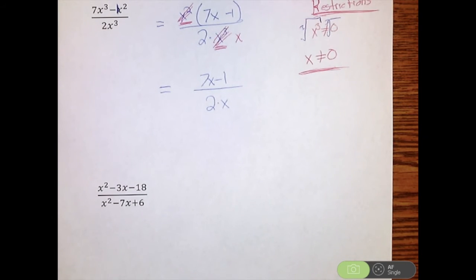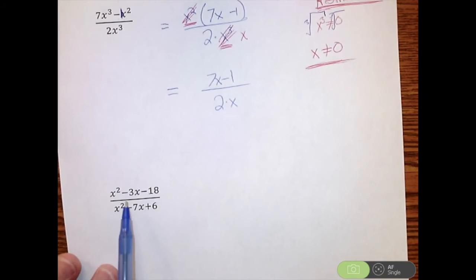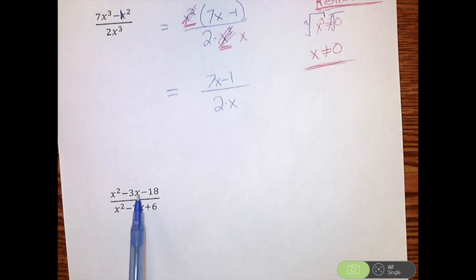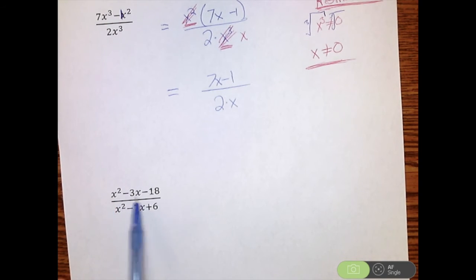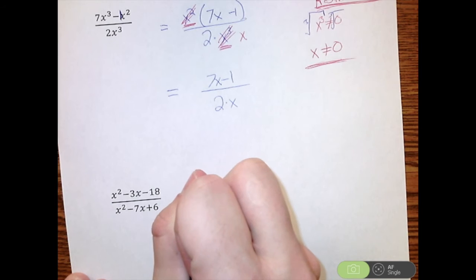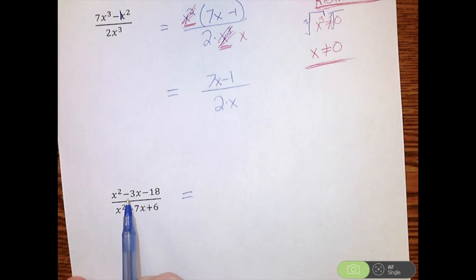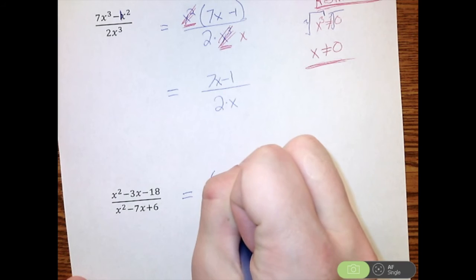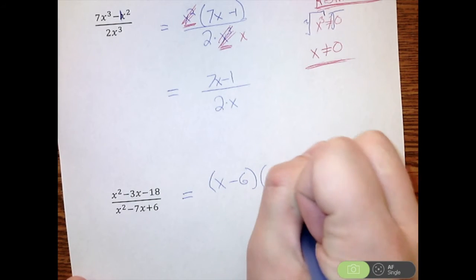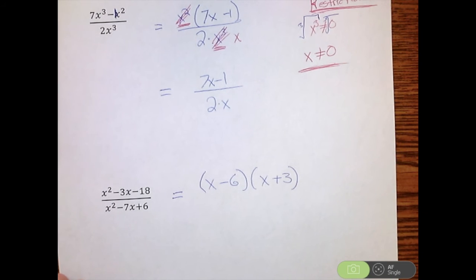So let's go to one more example. I have x squared minus 3x minus 18 divided by x squared minus 7x plus 6. So always remember the name of the game is factor. So I'm going to factor the top. I'm looking for 2 numbers since this leading coefficient is a 1, there's no GCF there. Looking for 2 numbers that multiply to negative 18 but add to negative 3. Multiply to negative 18, add to negative 3. That's going to be negative 6 and positive 3. So I'm going to get x minus 6 and x plus 3 in the top, or the numerator.